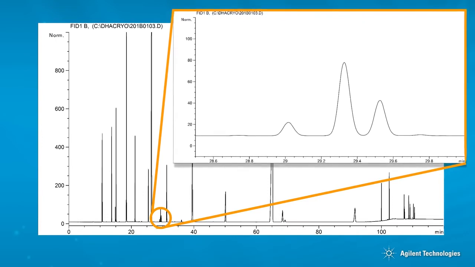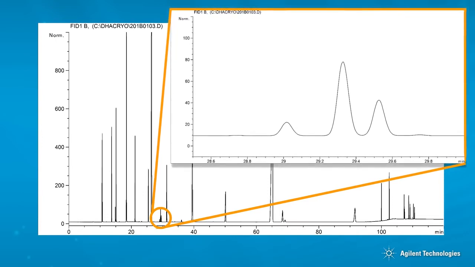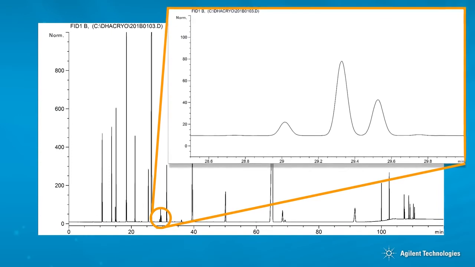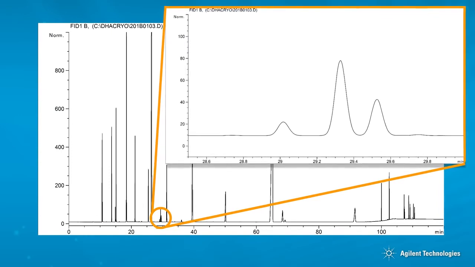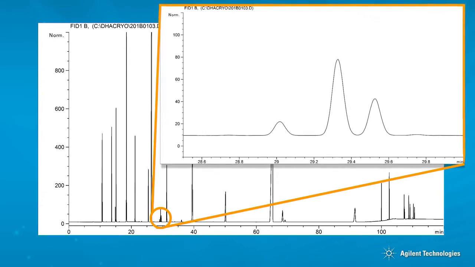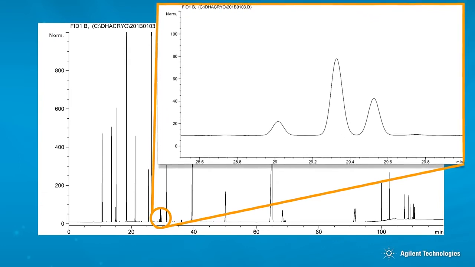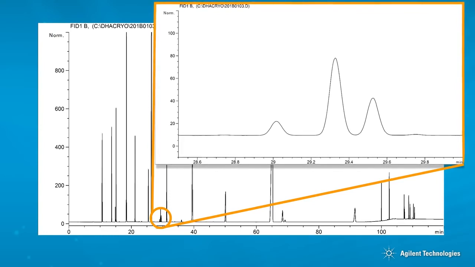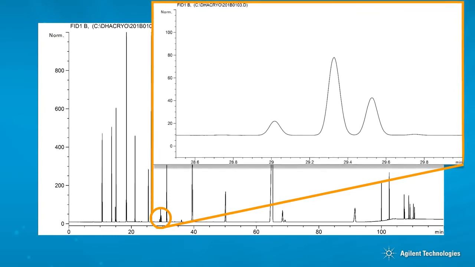The analysis takes almost 3 hours to complete, but resolves nearly 1,000 compounds. The magnified region shows that baseline resolution is maintained for these test components. When necessary, GC can provide extremely high resolution.